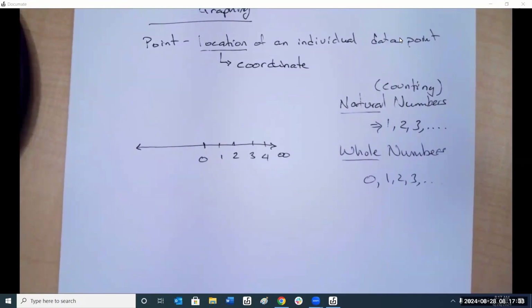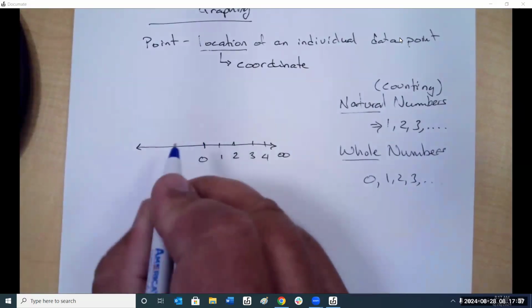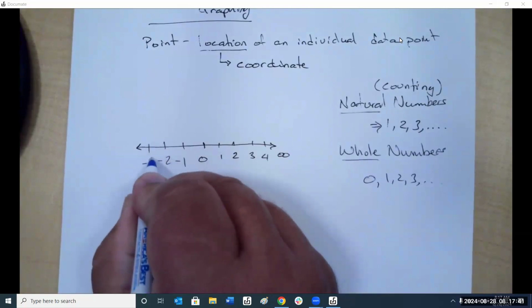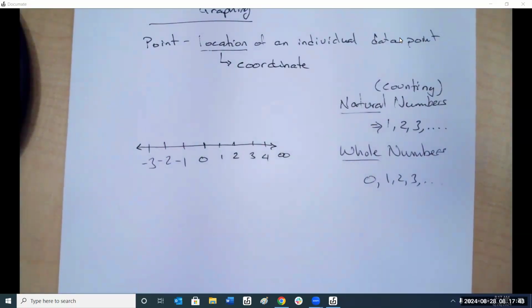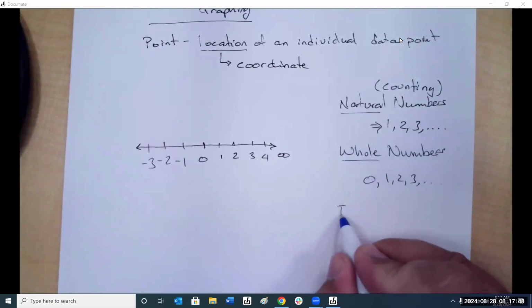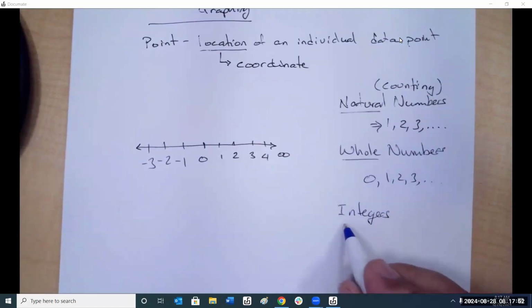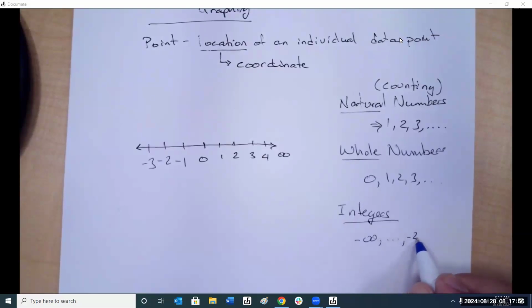Well, again, since we're dealing with commerce, eventually somebody spends more than they have, and we introduce negative numbers. What are those called? Integers. Very good. That's everything from negative infinity to zero to positive infinity.